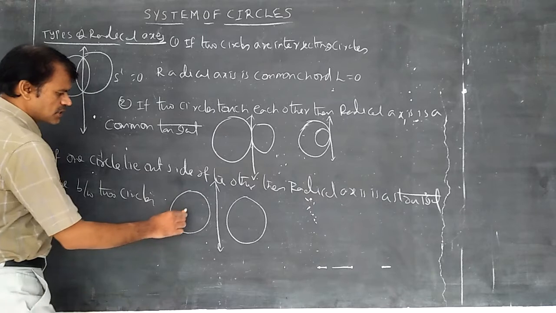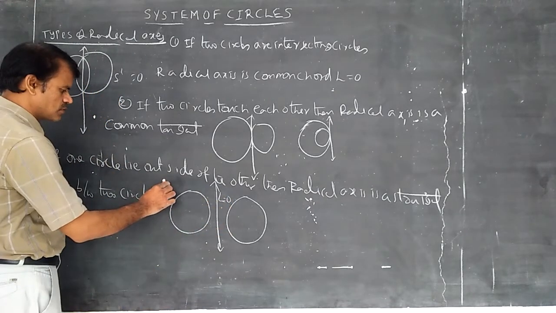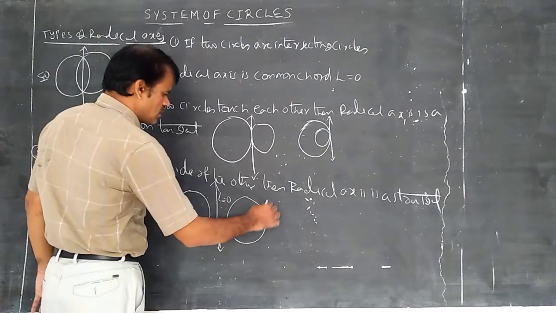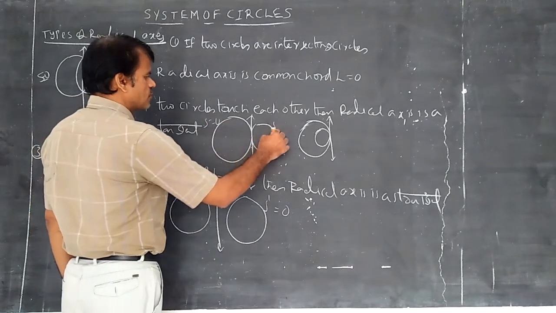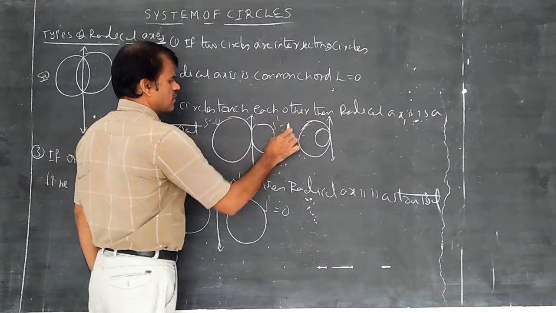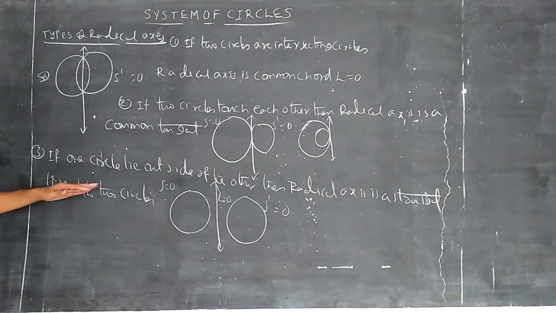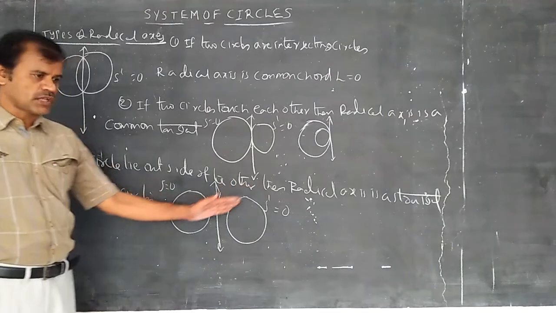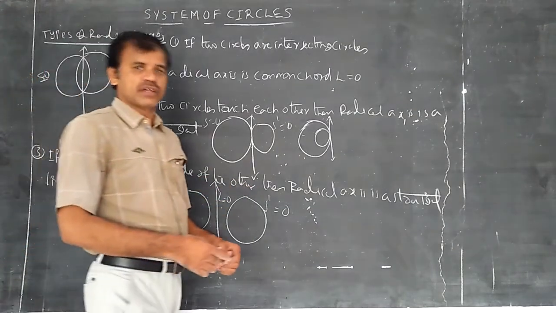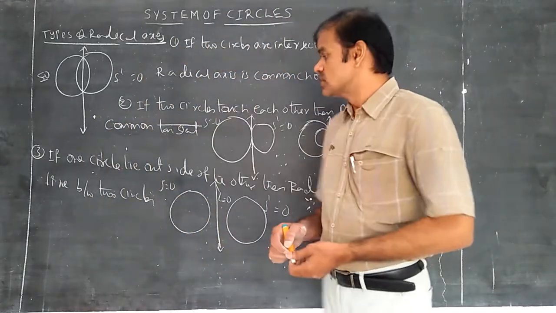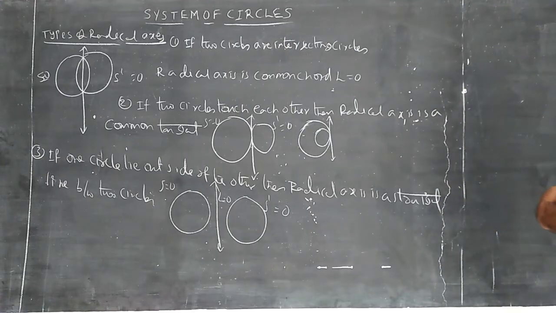So in this case, this line L equal to 0 is outside of the first circle, S equal to 0, and this is on the left-hand side of the second circle. The general notation for the two circles hereafter is S equal to 0 and S dash equal to 0. If one circle lies outside of the other, then the radical axis is simply stated as a straight line. There is no special name, whether it is common chord or common tangent. It is simply a straight line between the two circles.